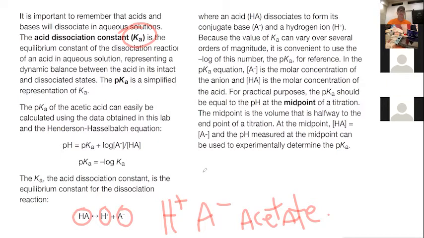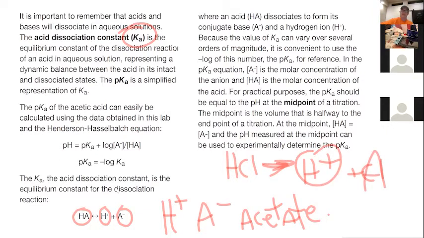But this is a weak acid, and so this reaction does not go to completion. A strong acid like HCl, when we put that in solution, all of it goes to H plus and Cl minus. And so this arrow only goes in one direction. But acetic acid is weak, and so the H plus and acetate goes backwards and reforms acetic acid. So that's why the arrows go in both directions.